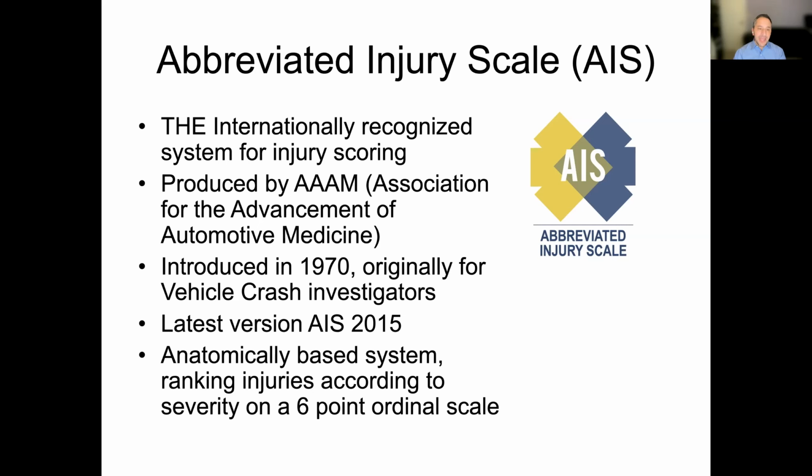And AAAM created the abbreviated injury scale score. It was introduced in 1970, and it was originally for vehicle crash investigators, but has now been applied more broadly to all types of injury. The latest version that came out was AIS 2015. There's a new version that comes out about every 8 to 10 years with updates in between those. And most importantly, it's an anatomically based system, and it ranks injuries according to severity on a 6-point scale. And this is important when we consider injury severity.